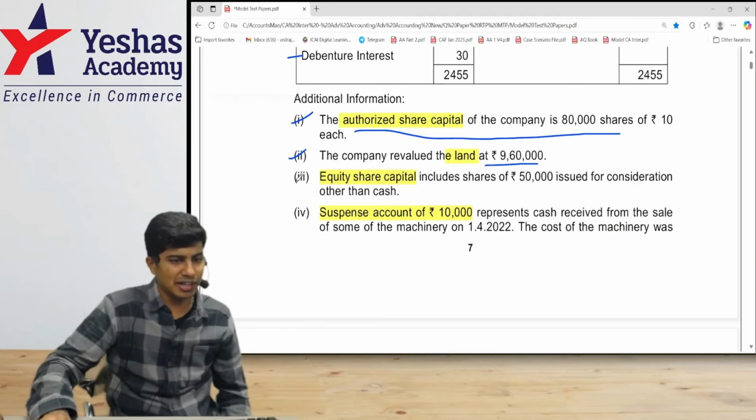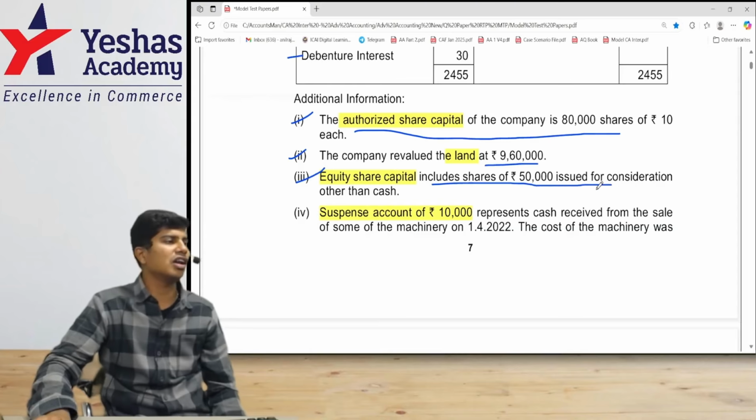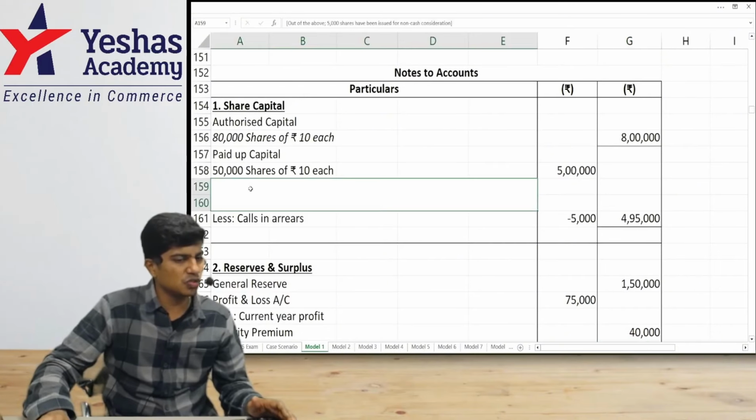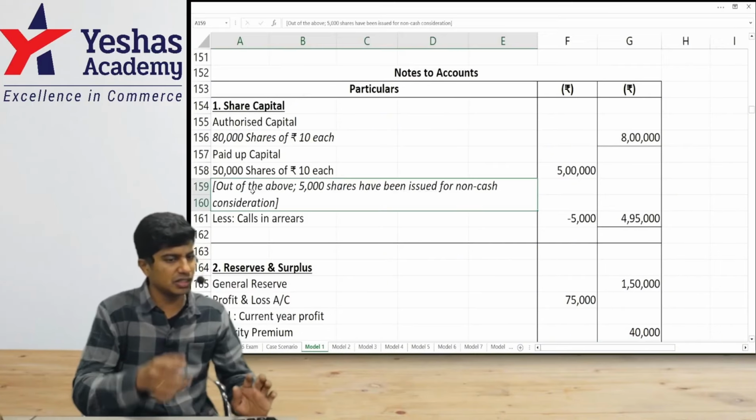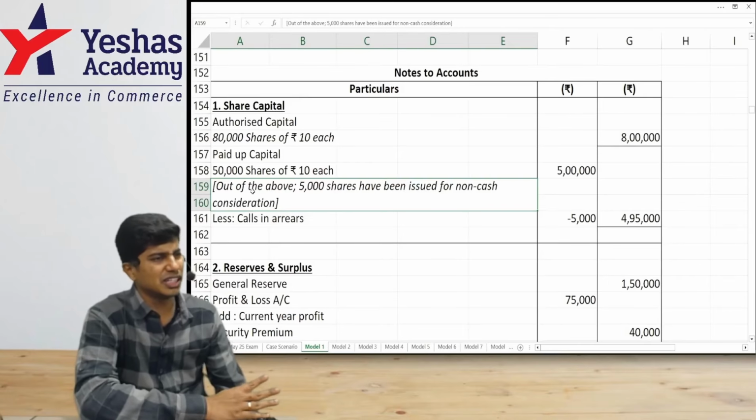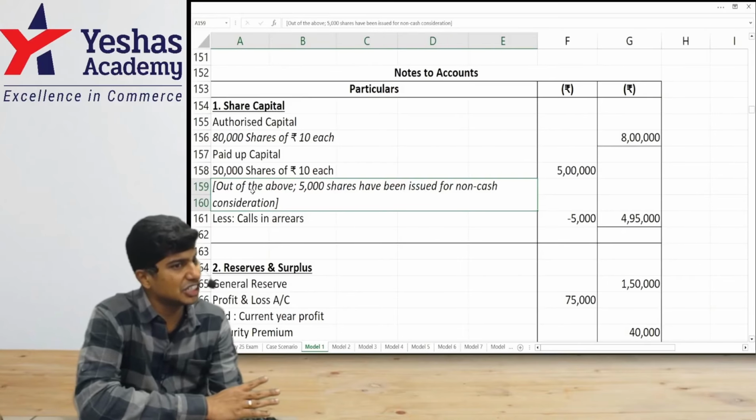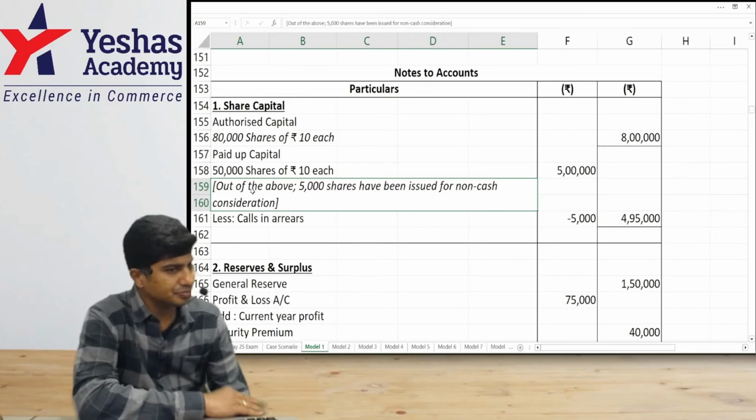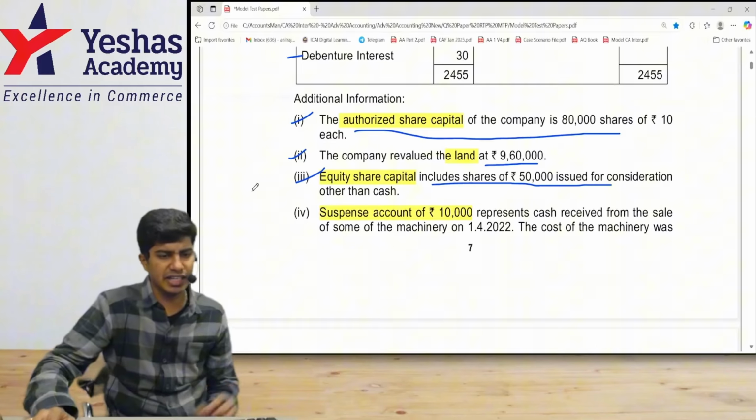Double entry system. Equity share capital includes shares of rupees 50,000 issued for consideration other than cash. Only disclosure. In notes to accounts for share capital, below the 50,000 equity shares, I'll mention out of the above, 5,000 shares have been issued for a consideration other than cash. Fantastic question. Easy. What do we have after this?